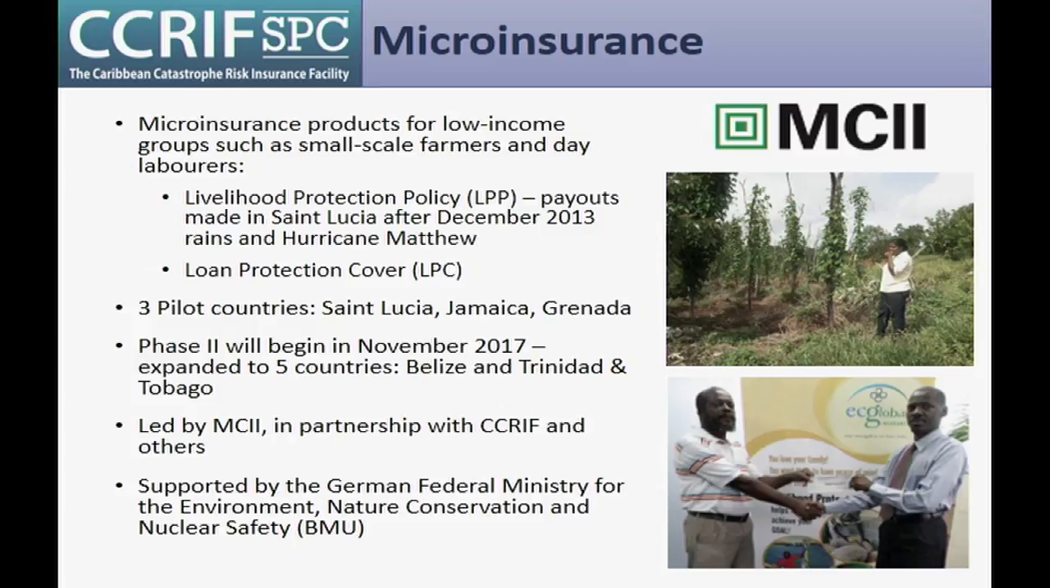It can also be purchased by fishers, and I'll talk about that initiative in a little bit, and any person whose income is likely to be affected by this severe weather. And we're expanding. It will start in November. Phase 2, expanding into Belize and Trinidad and Tobago. So we're trying to increase access and to tweak the models so that it will be more attractive and more affordable. And it's offered through the local insurance companies.